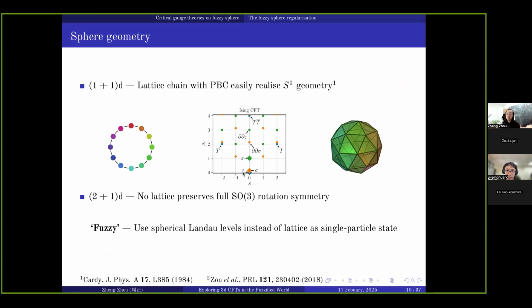We need to put a quantum system on a sphere. The sphere naturally owns the SO3 rotation symmetry. And we also want to keep the UV symmetry as large as possible so that its flow to the CFT in the IR is shorter.